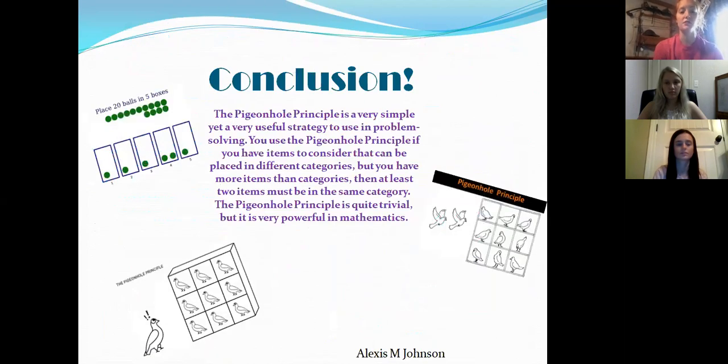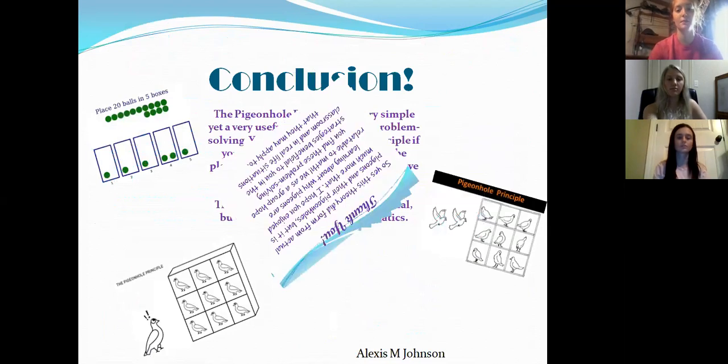In conclusion, the pigeonhole principle is a very simple yet a very useful strategy to use in problem solving. You use the pigeonhole principle if you have items to consider that can be placed in different categories, but you have more items than categories. Then at least 2 items must be put into the same category. The pigeonhole principle is quite trivial, but it is very powerful in mathematics.